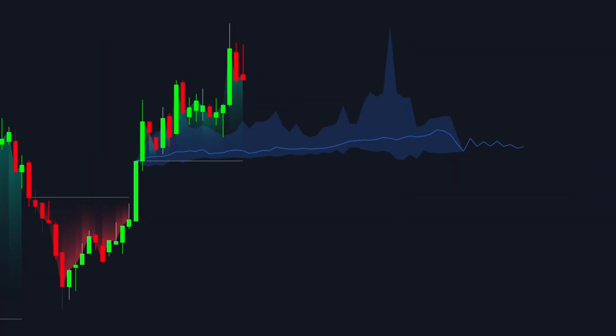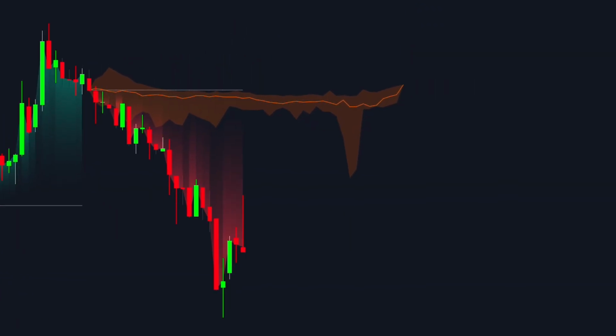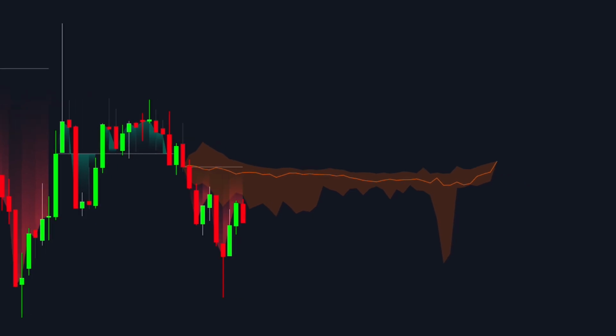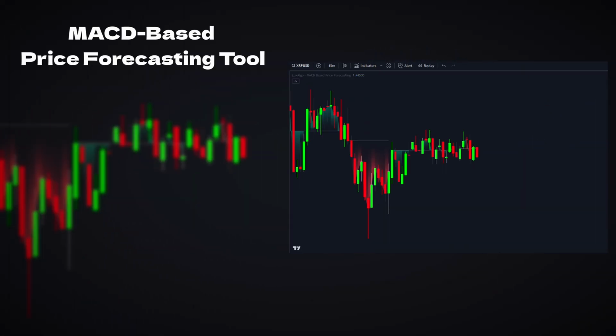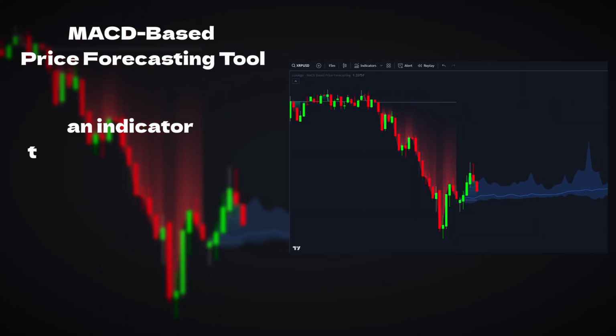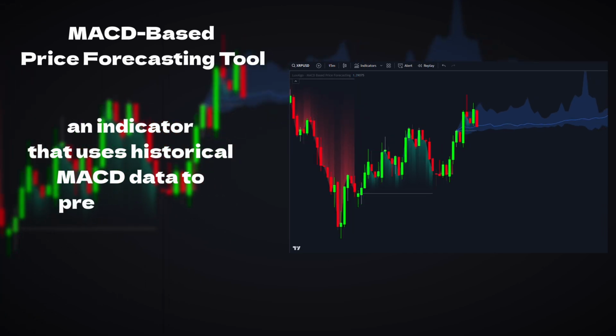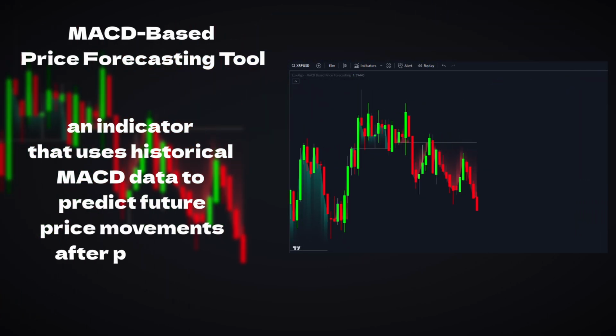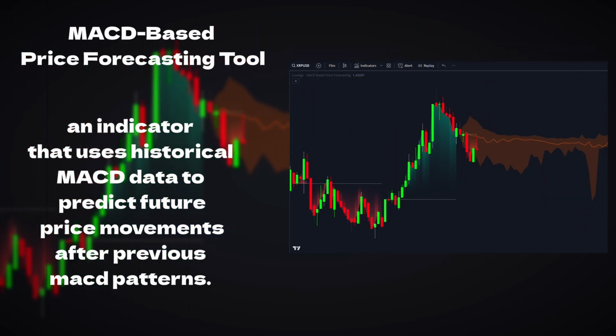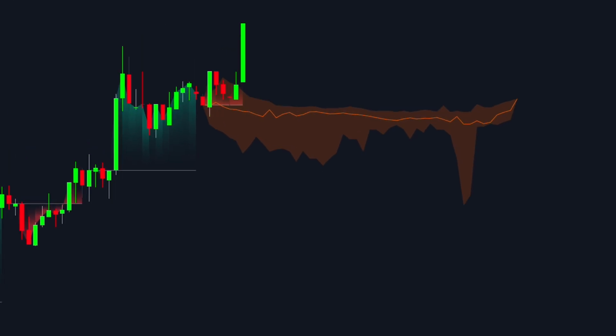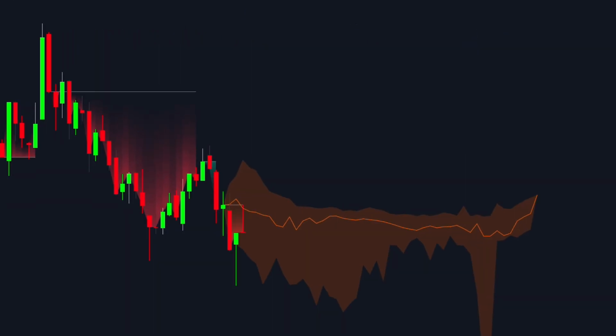Now, I know what you might be thinking here. What is this indicator and how does it even predict the future? Well, the MACD based price forecasting tool is an indicator that uses historical MACD data to predict future price movements after previous MACD patterns. Now, here is a more in-depth breakdown of this indicator and its usage.